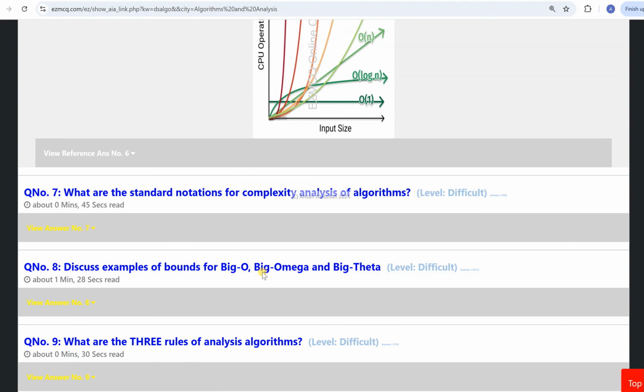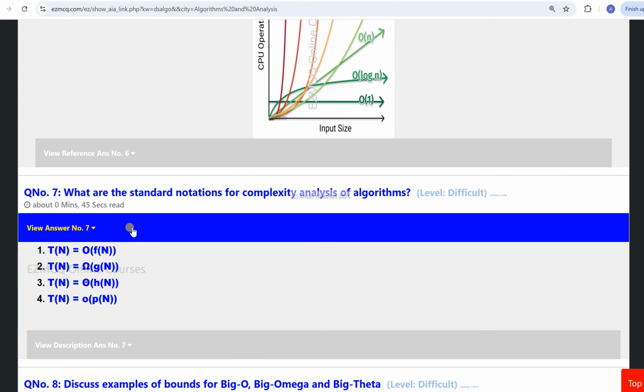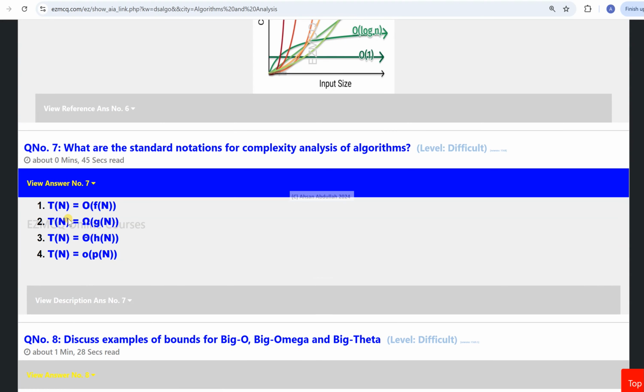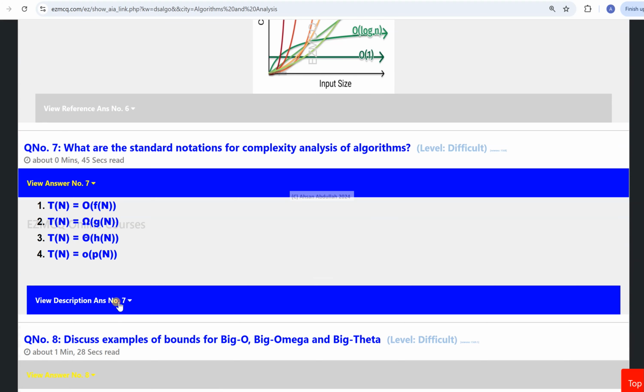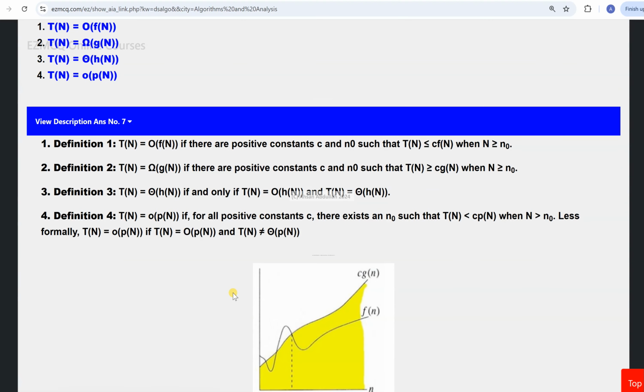So what are the standard notations for complexity analysis of algorithms? So this is the notation. Okay. So I will briefly describe these notations, show you a diagram, and then we go into more details. This is how we describe them. The time complexity is order of f of n. The time complexity is big omega of g of n, the time complexity is big theta of h of n, and the time complexity is small o of p of n. So these are definitions. Remember that.